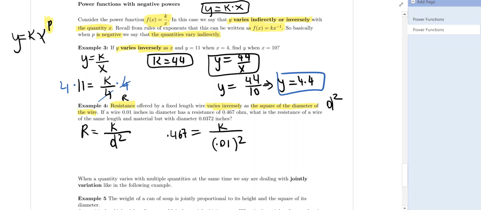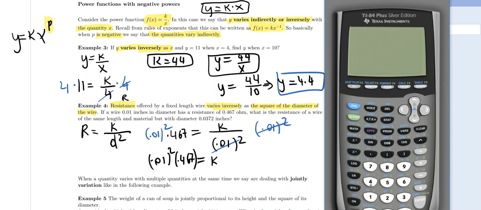So basically, first what I need to do always is solve for k. From here, I see that I have to multiply both sides by 0.01 squared. Then this goes away with this, and I get that k equals 0.01 squared times 0.467. So let's put that in the calculator.